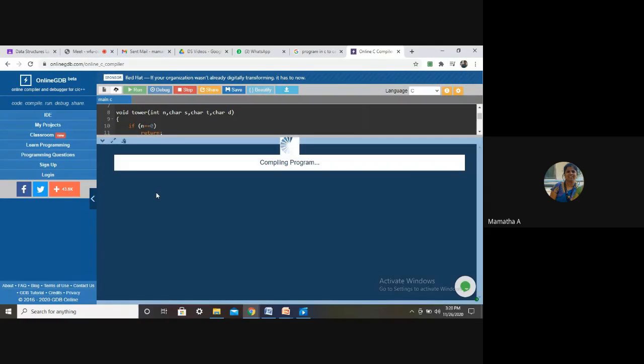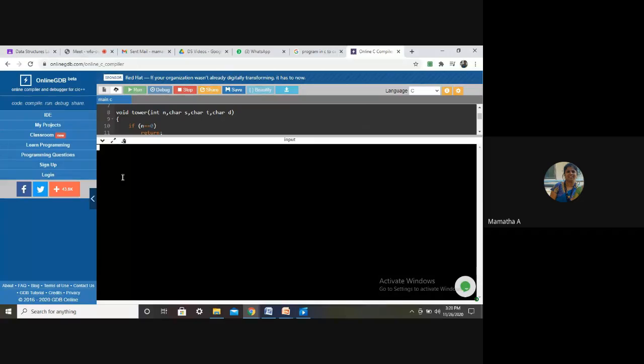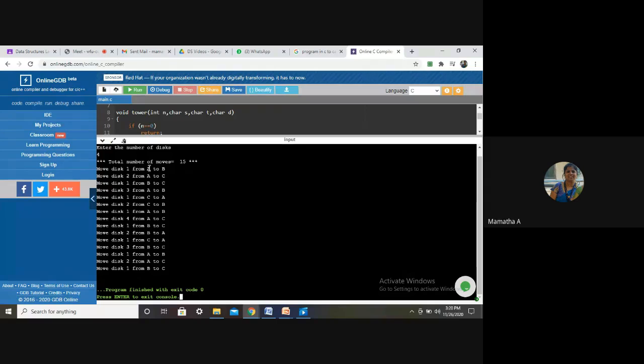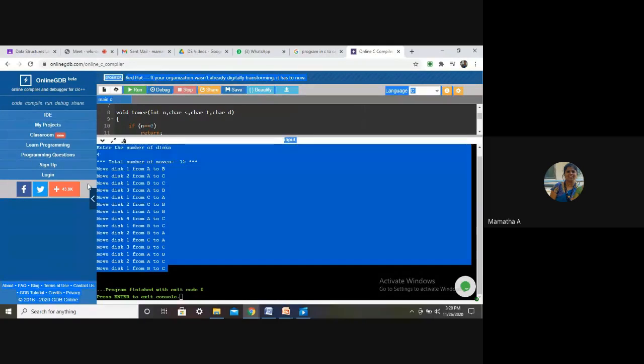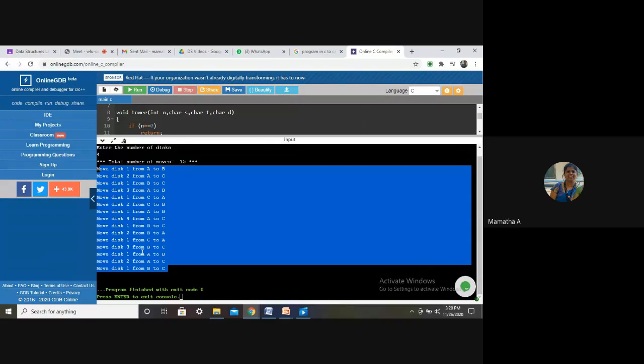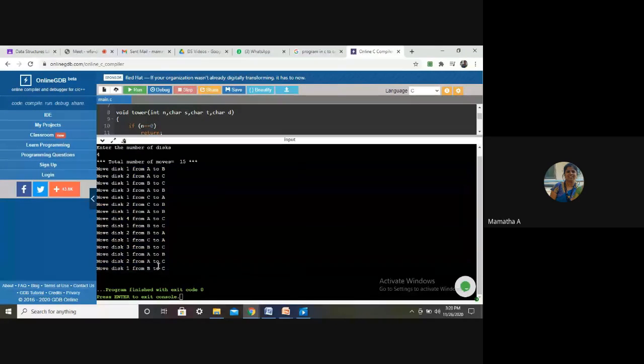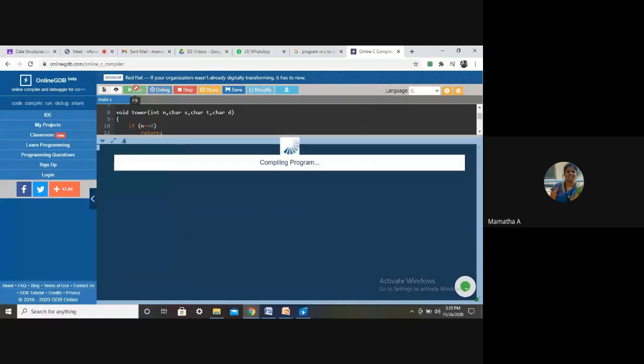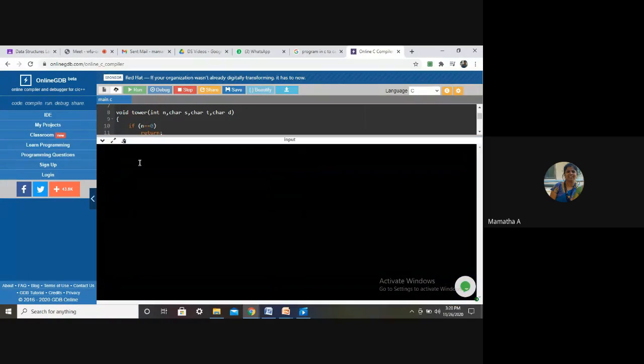Similarly, for 4 discs, you can see 15 moves, you can see here 1, 2, 3, 4, 5, 6, 7, 8, 9, 10, 11, 12, 13, 14, 15 moves. You can see this. Yes or no, students? Yes, ma'am. As the number of discs increases, obviously the number of moves will also increase.